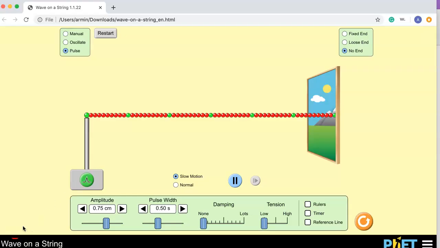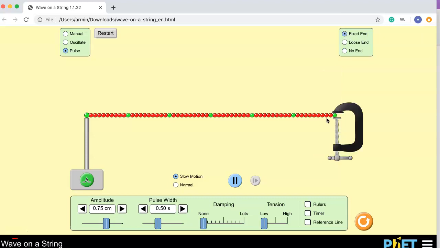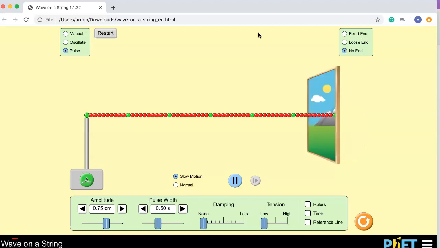Okay, so I'm going to generate a pulse. This is basically a string modeled by a bunch of beads that are connected together. So this green bead here is attached to that rod that I just moved up and down, and it's going to generate a pulse. We imagine that somewhere in the far distance this string is attached to something, but really far away, because there it's going to get reflected, and right now we don't want to think about the reflection. So let's say there's no end, it keeps going, right?